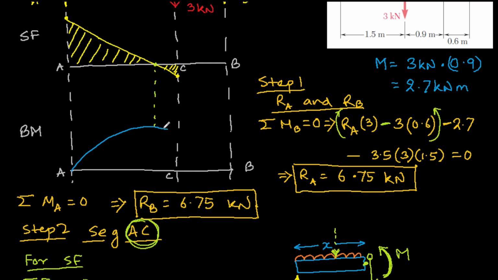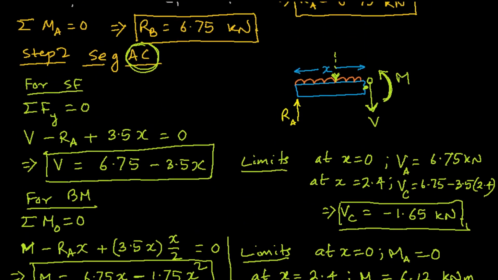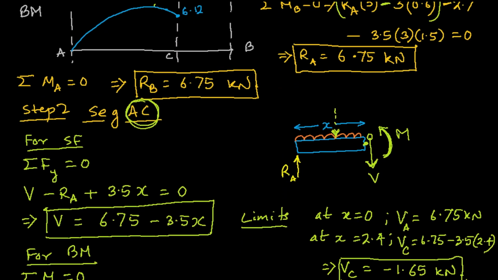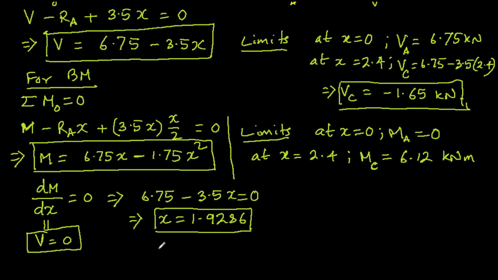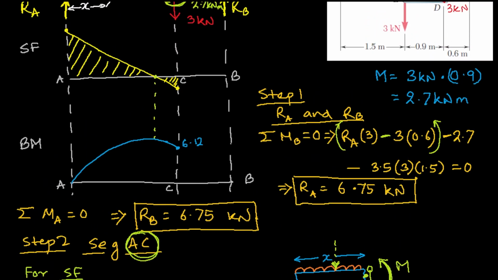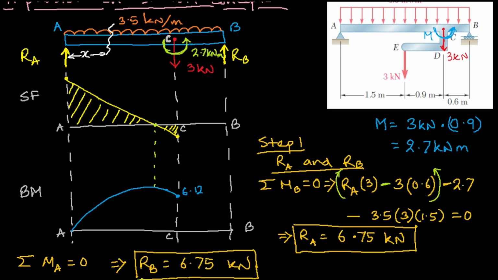So it's a parabola with a maximum at this location. So this point is how much did we get? 6.12. This is 6.12, and this point is at the maximum. Okay, we can calculate that also. Then at x is equal to 1.9286, we get M at that point. A, B, C, D and E are here, so we can say the point G.